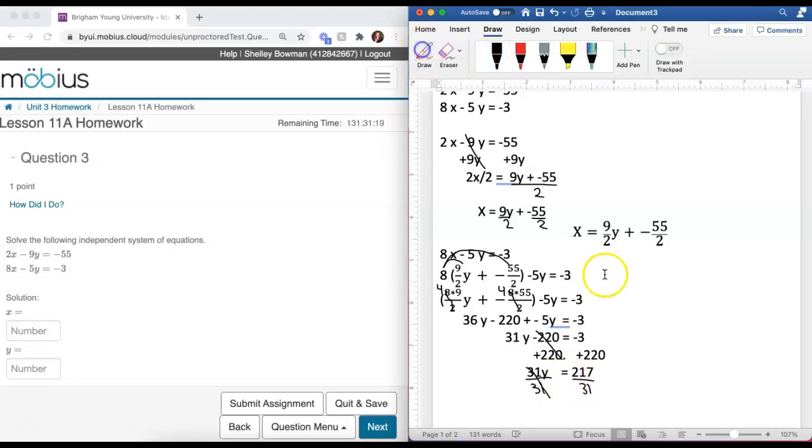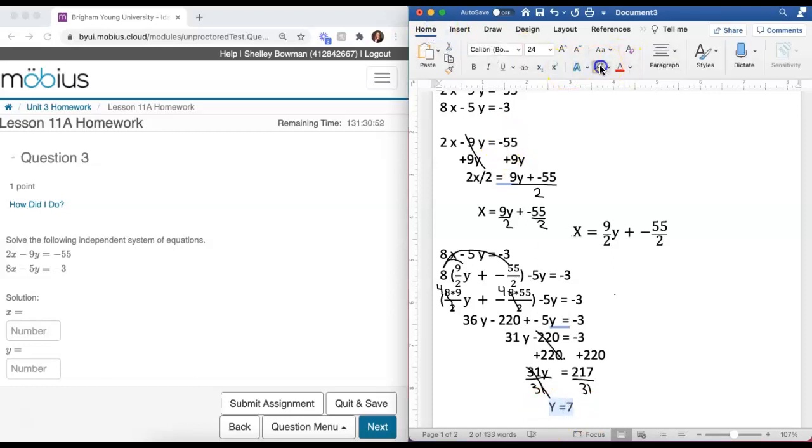And then we'll come back into here. On the left-hand side, because 31 divided by 31 is 1, 1 times y is y, or you can think of it as canceling it out. And then 217 divided by 31 gives me 7. There we go. Okay, so now I have part of my answer, and I'm going to highlight that so that I remember that's why.